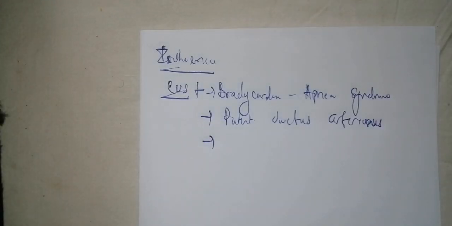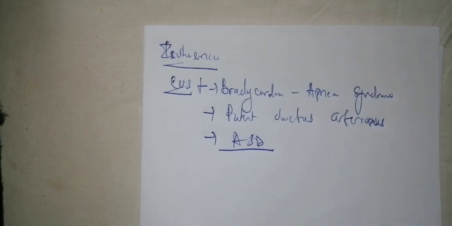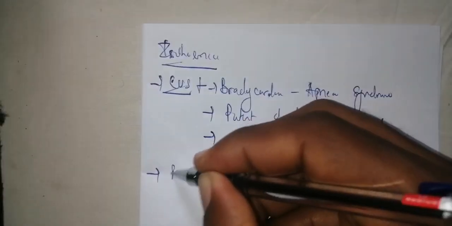The next element: the foramen ovale is also not going to close, so you're going to have an atrial septal defect. Is it clear? So those are the different elements that you can have in the cardiovascular system.